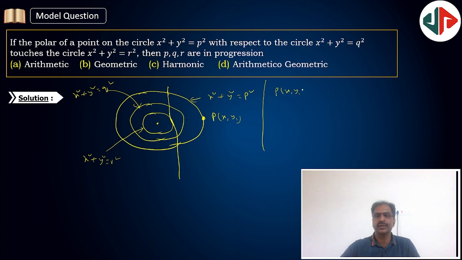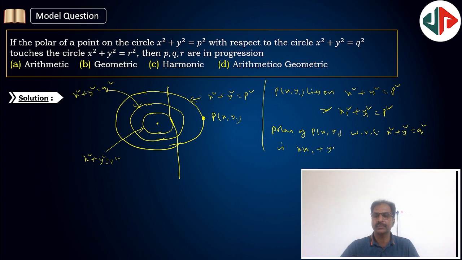See, P(x1, y1) lies on x square plus y square is equal to p square. Implies substitute the point in it. Next, polar of P(x1, y1) with respect to second circle is S1 equal to 0, that is xx1 plus yy1 minus q square is equal to 0. This touches third circle. Third circle means x square plus y square is equal to r square.